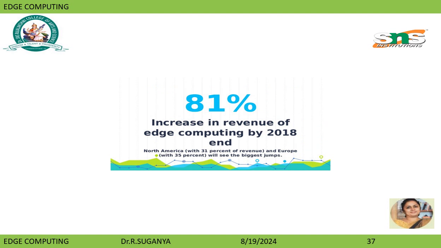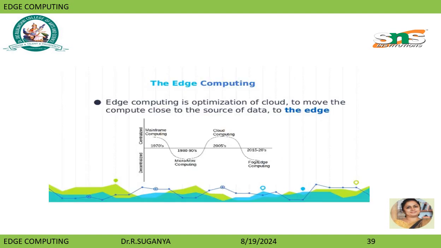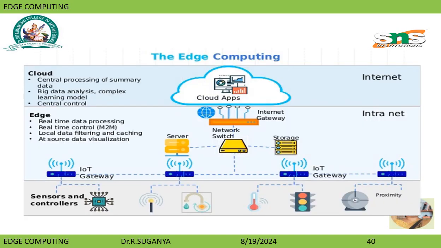So there was an 81% increase in revenue of edge computing by 2018. And 72% was the average anticipated annual revenue growth for IoT edge vendors by the end of 2018. Edge computing is optimized for the cloud, moving the compute close to the source of data, to the edge. So we can see here how edge computing is used for real-time data processing and also for big data analysis, and how these sensors and controllers were used.